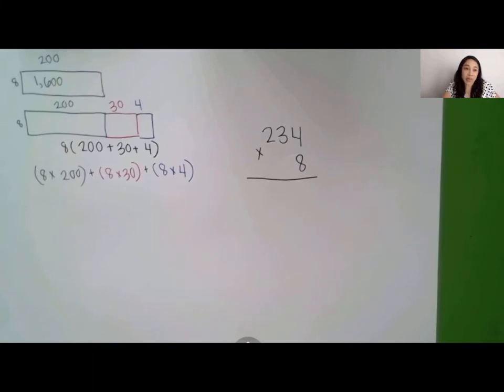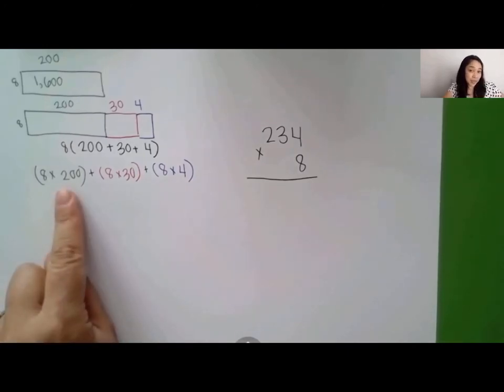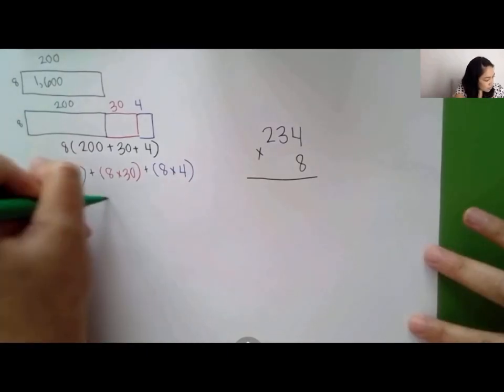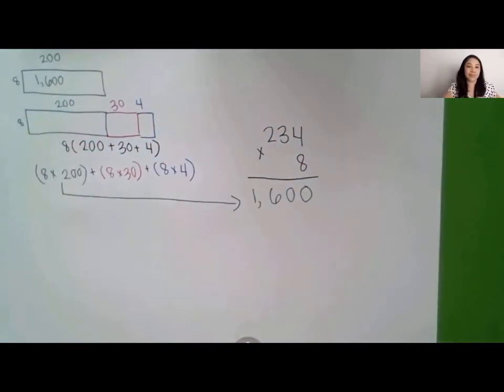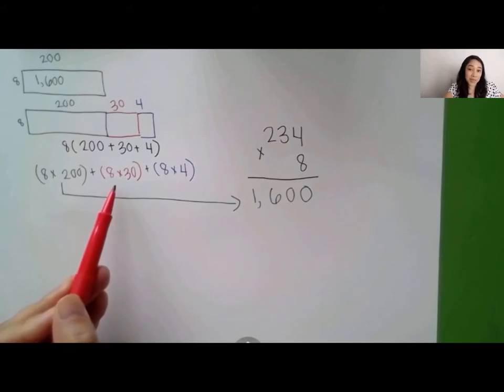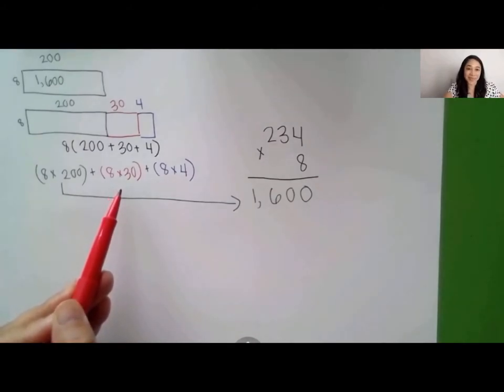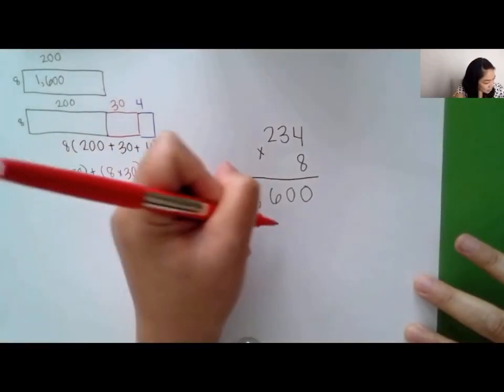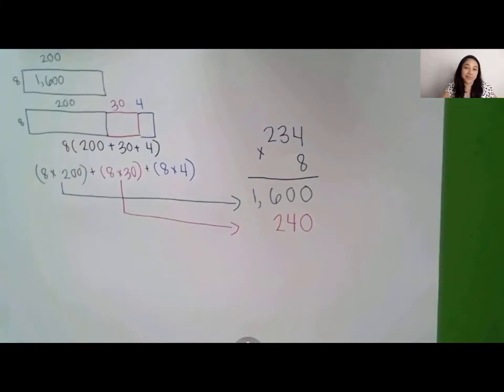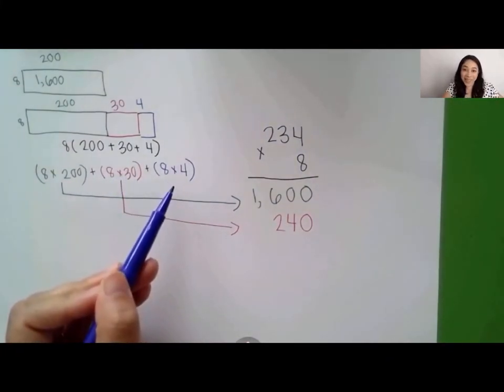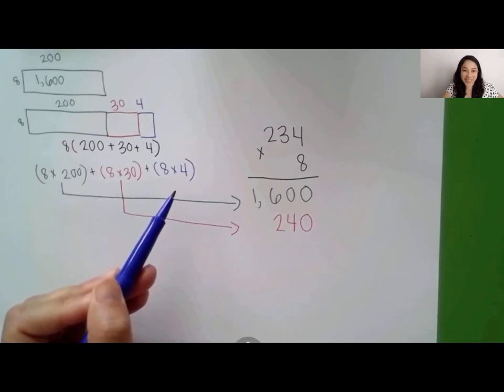Let's now solve to find the area of the entire rectangle, starting with the largest rectangle. 8 times 200 is 1,600. 8 times 30 is 240. 8 times 4 is 32.